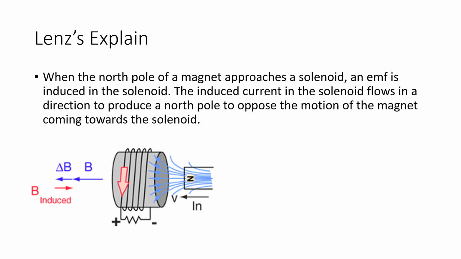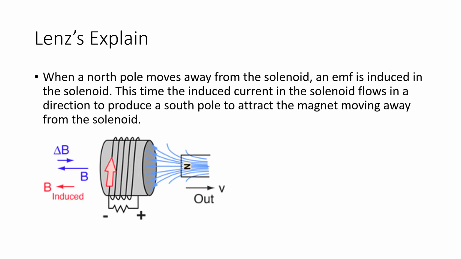Now it says that when the north pole of a magnet approaches a solenoid, an EMF is induced in the solenoid. The induced current in the solenoid flows in a direction to produce a north pole to oppose the motion of the magnet coming towards it. Now it says that when a north pole moves away from the solenoid, an EMF is induced in the solenoid. This time, the induced current in the solenoid flows in a direction to produce a south pole to attract the magnet moving away from it. So that is just what is happening there.